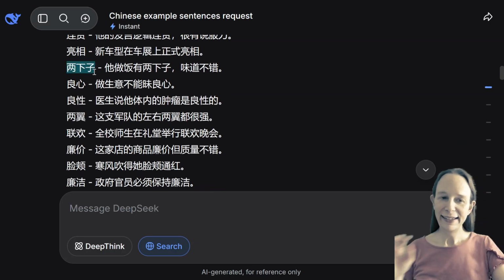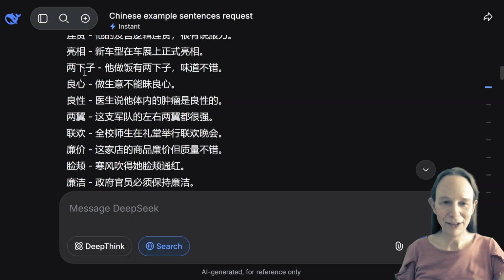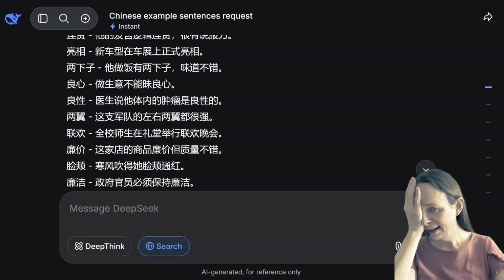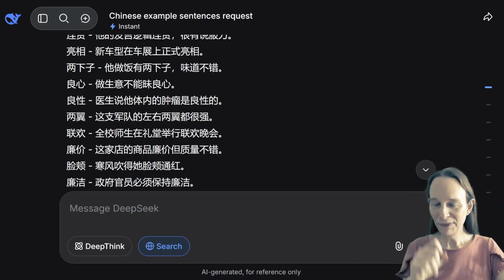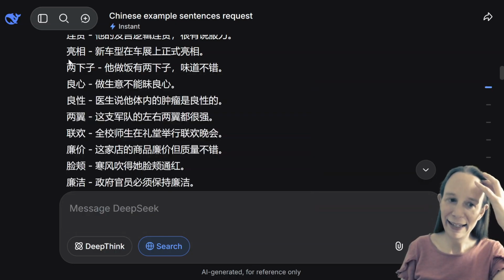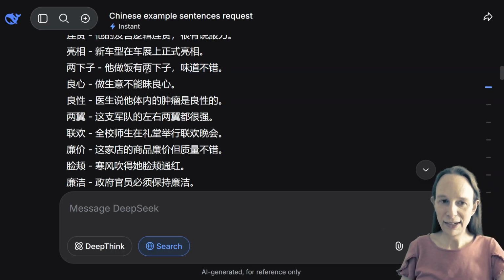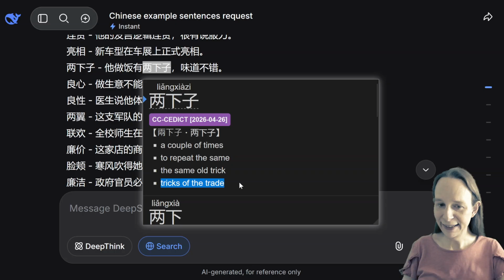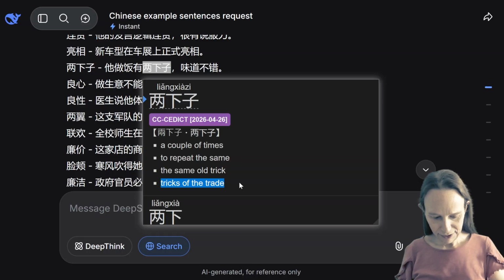两下子. Yeah, this is just something like a tick. Just a tick, right? Oh no, actually, maybe that's not correct. No, I think I'm wrong. Let's see. It's maybe like try it once or twice. It could be that. A couple of times. Yeah, 两下子. 他做饭有两下子. 味道不错. 有两下子. That's a different meaning, isn't it? 两下子. Not in the dictionary.